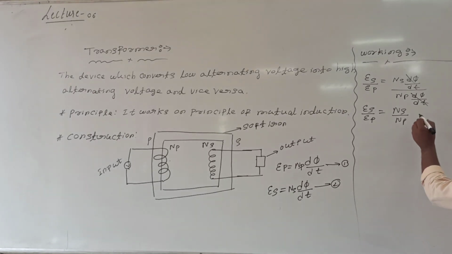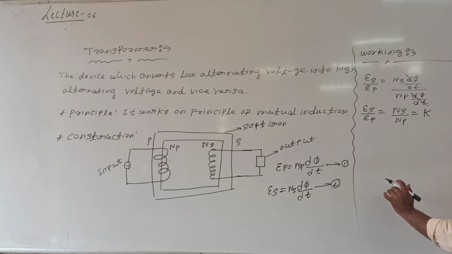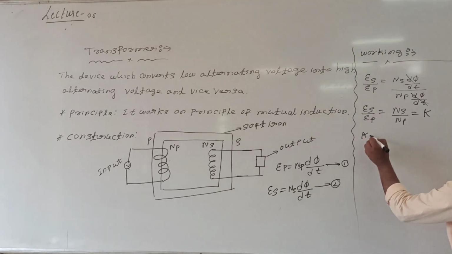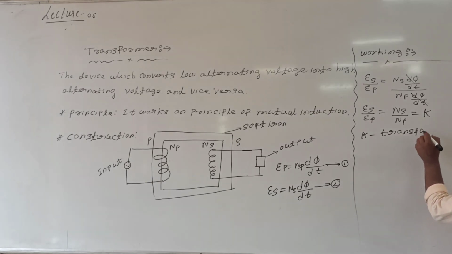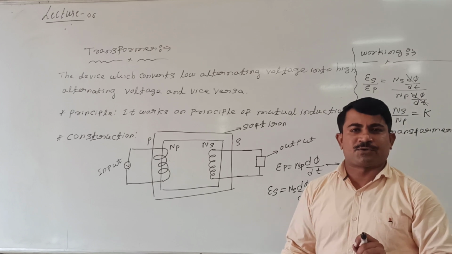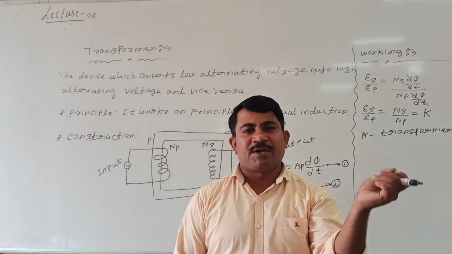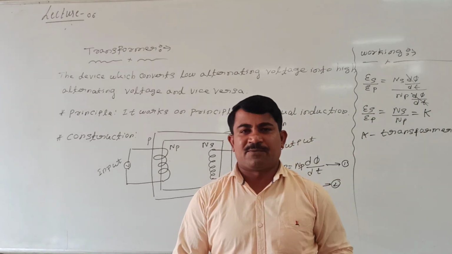This ratio I can call the transformer ratio. This K. What is K here? This K we are calling the transformer ratio. Look at me here. On the basis of the transformer ratio, how does it convert low alternating voltage into high alternating voltage?